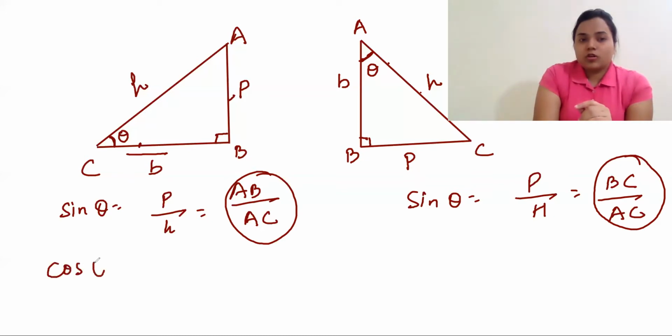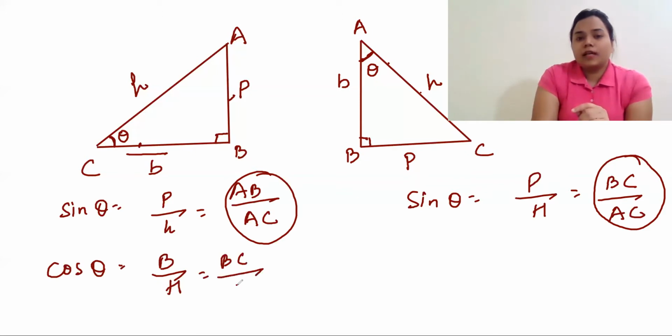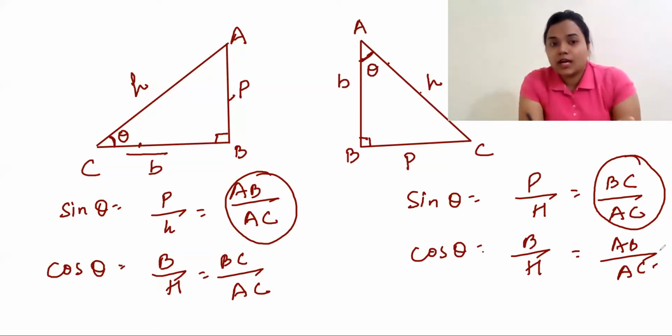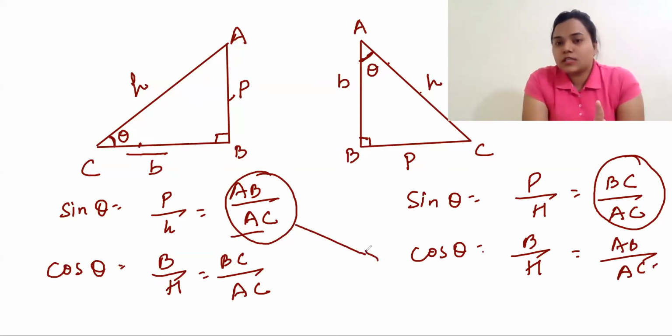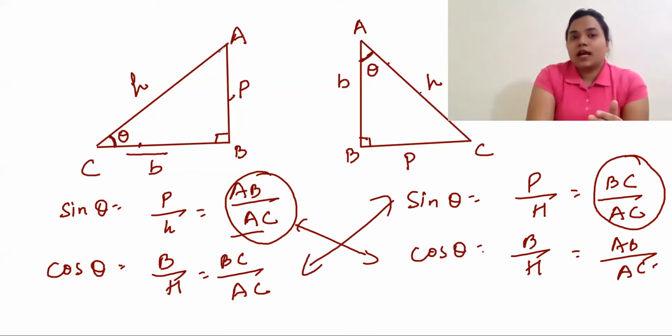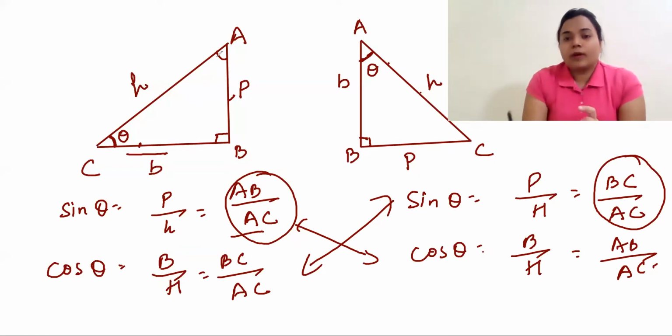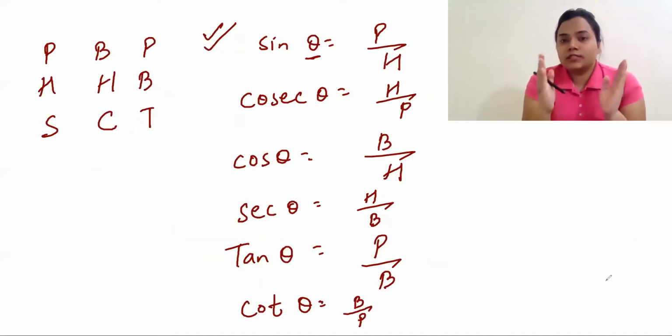Let us find the others also. Cos theta is equal to B by H. So it will be BC by AC. In this case, cos theta will be B by H, that is AB by AC. So see, if we change the theta, sine theta and cos theta get reversed. That is why we have to mark base and perpendicular very clearly. I hope I'm clear. So these are the rules.